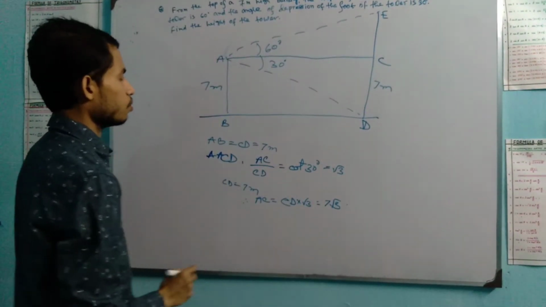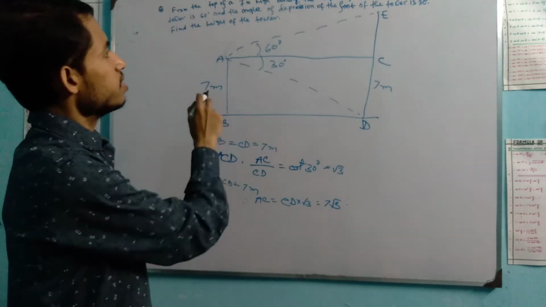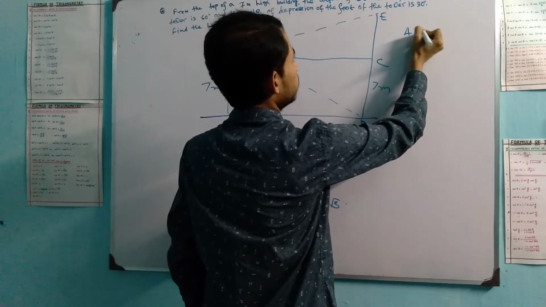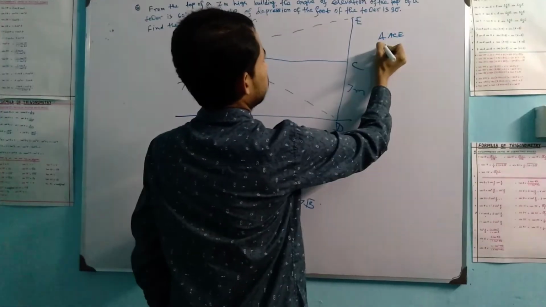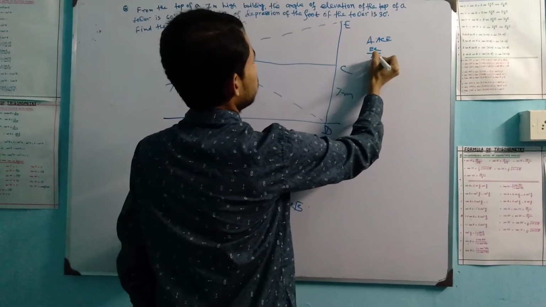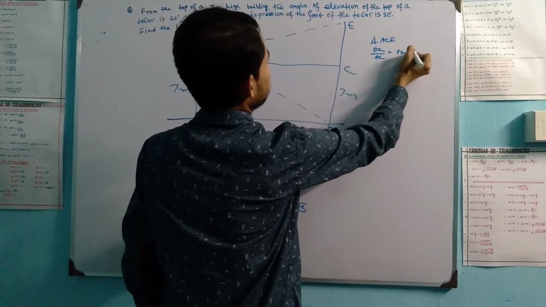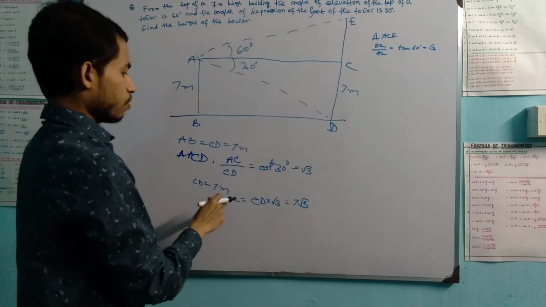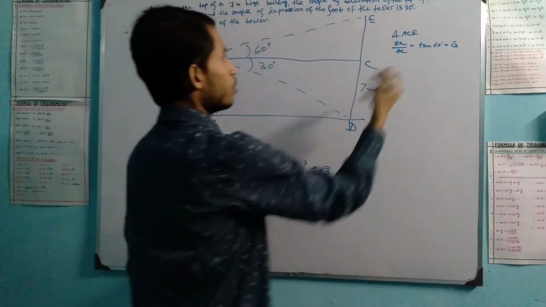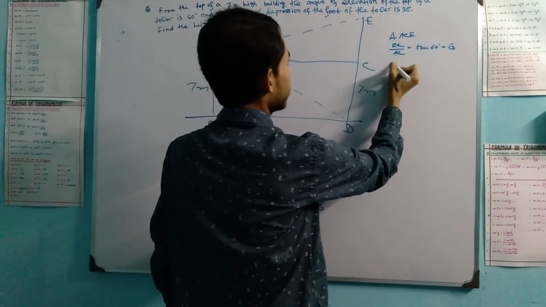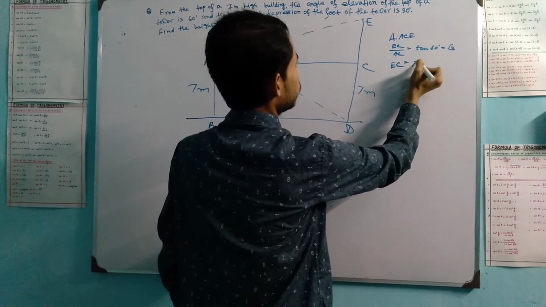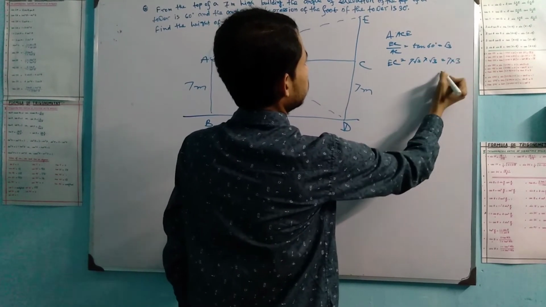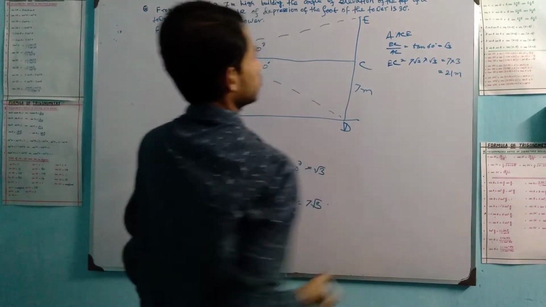Now we proceed to the next triangle ACE. From the triangle ACE, we get that EC by AC equals tan 60 degrees, which is again root 3. We have found AC equals 7 root 3. Substituting the values, we get EC equals 7 root 3 into root 3, which is 7 into 3 equals 21 meters.